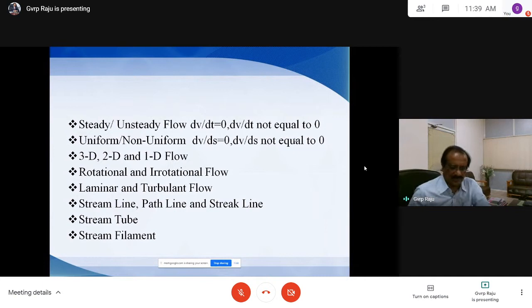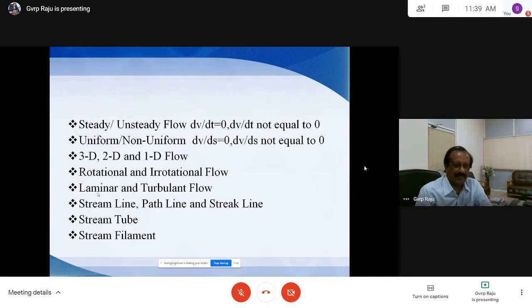Similarly, 1 dimension. The flow varies only in 1 direction. The velocity, any property, is a function of x only, and a function of x and t if it is unsteady flow. The velocity is a function of x and t for 1-dimensional unsteady flow, and the velocity is a function of x only for 1-dimensional steady flow.